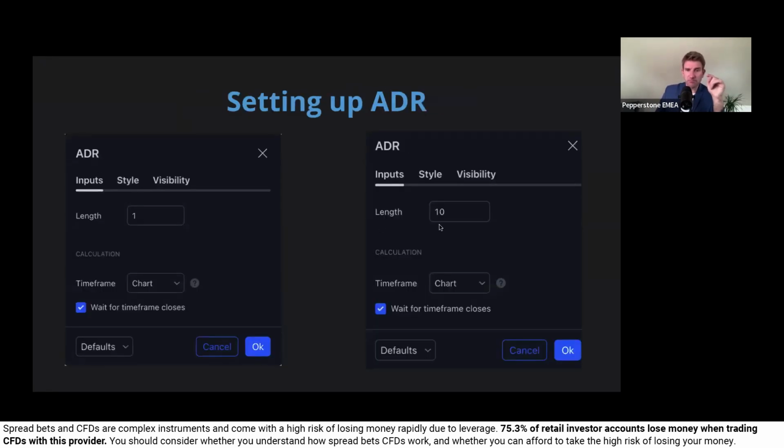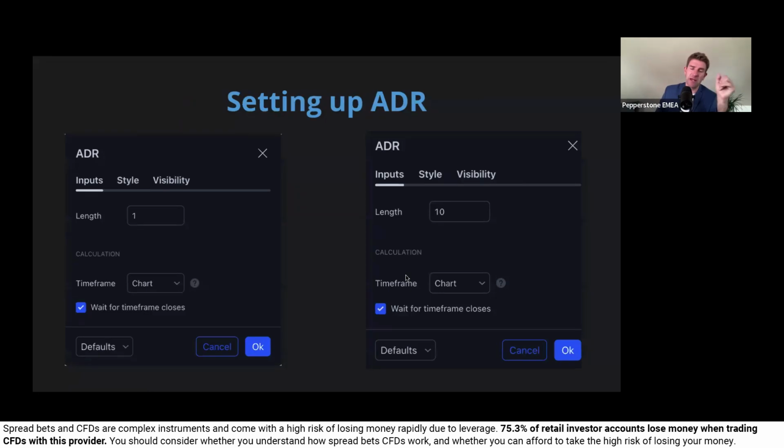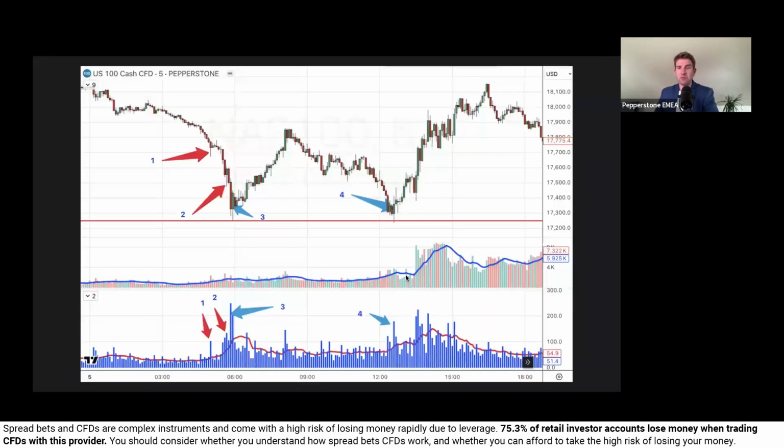ADR, 1 period, 10 period, and that gives me this type of look on TradingView. And I just like that. It's personal preference, but hey, I thought I'd share it with you. You can either like it or not.